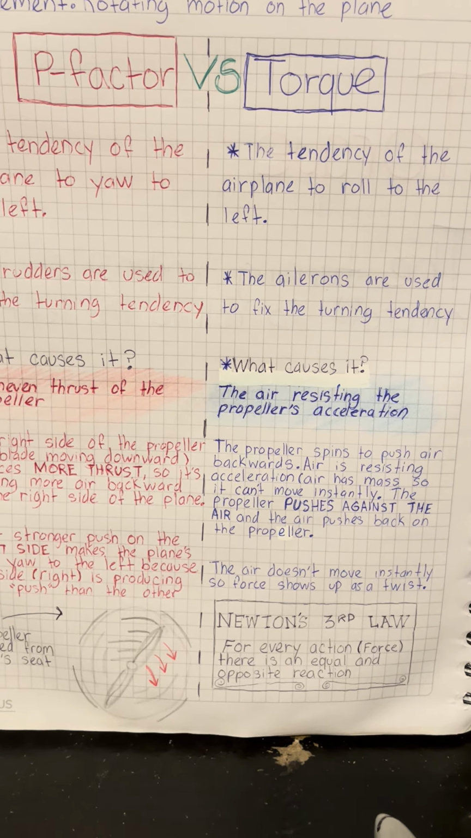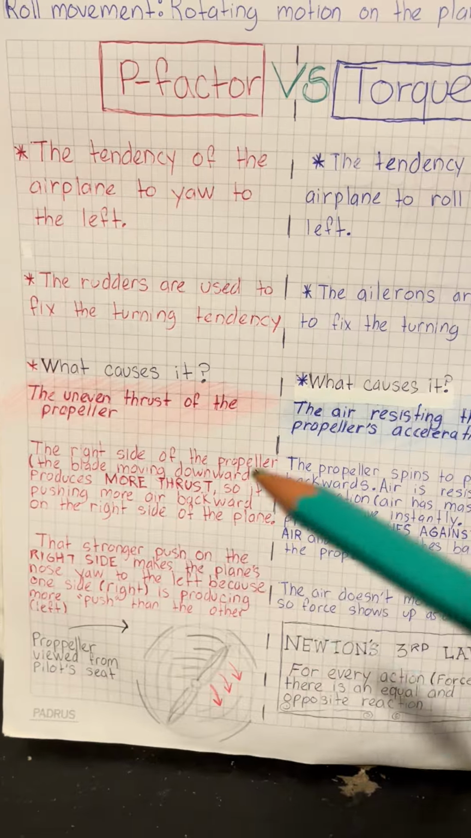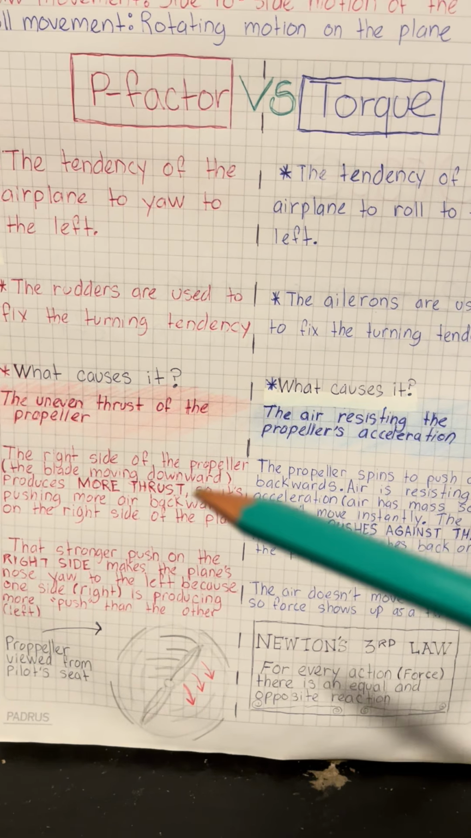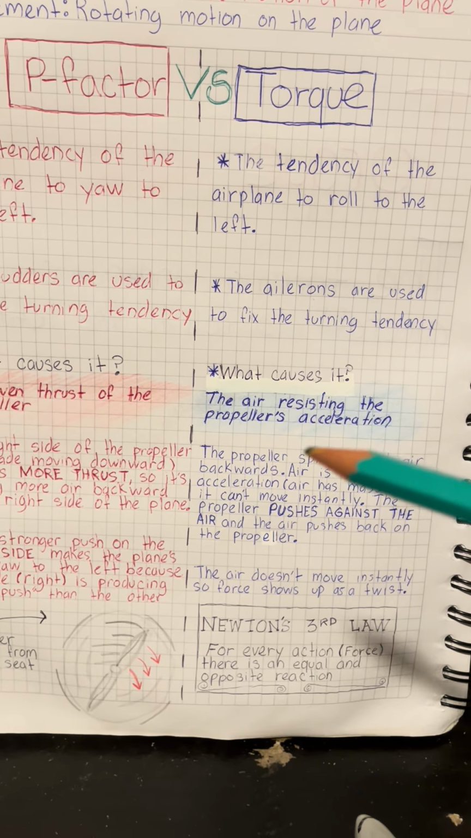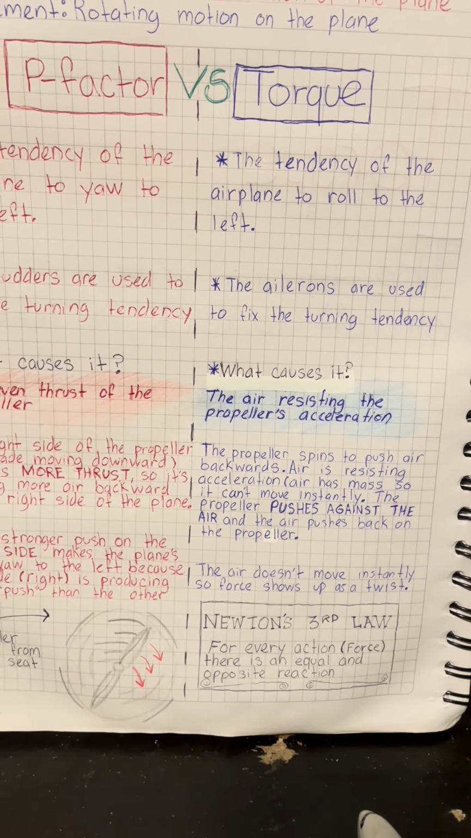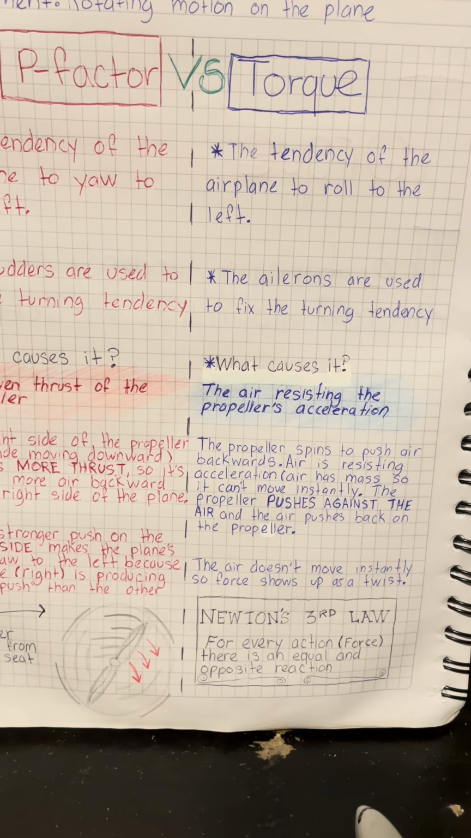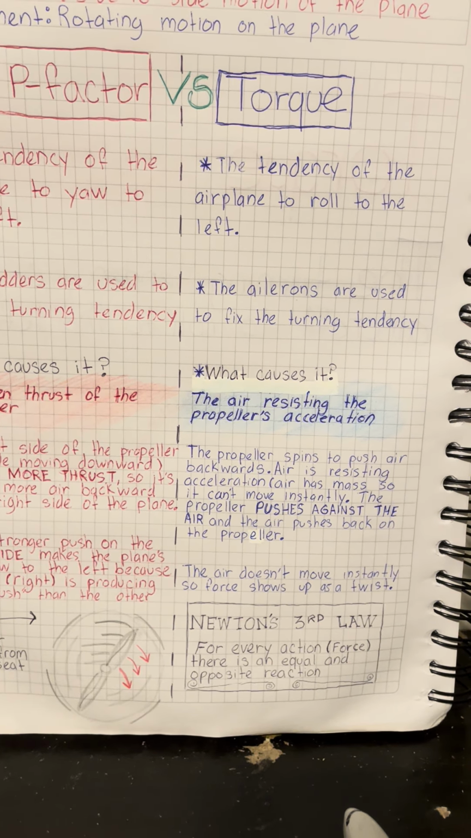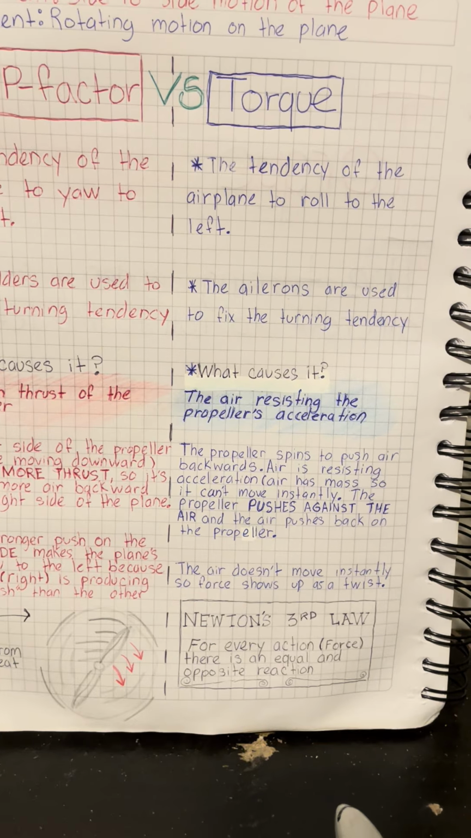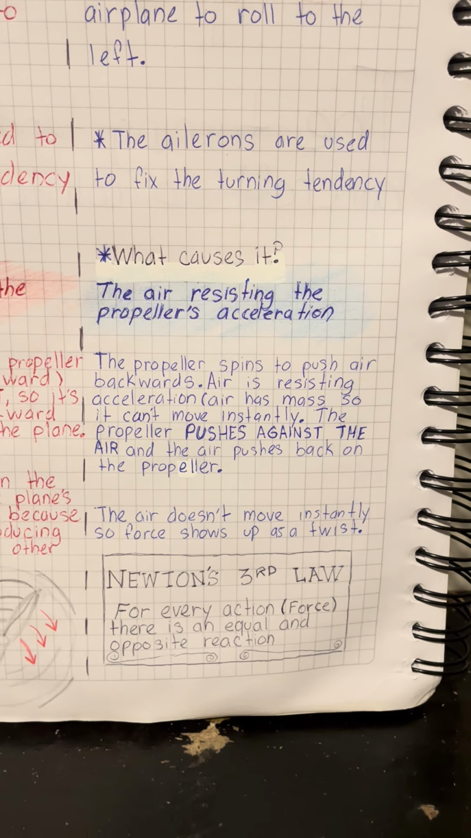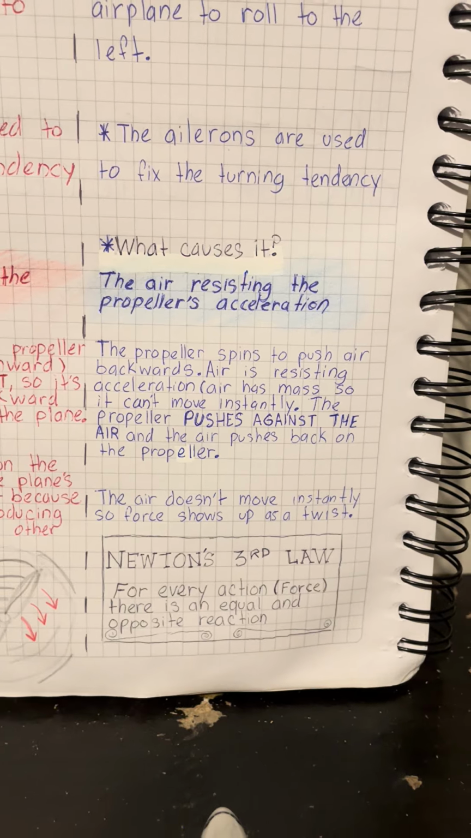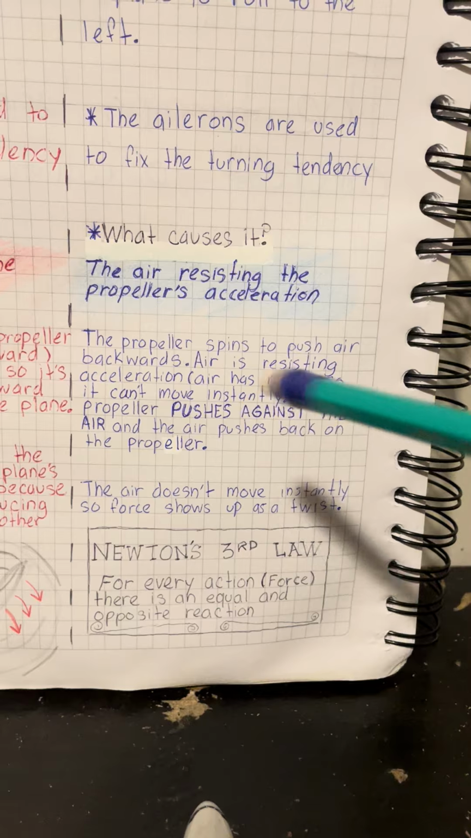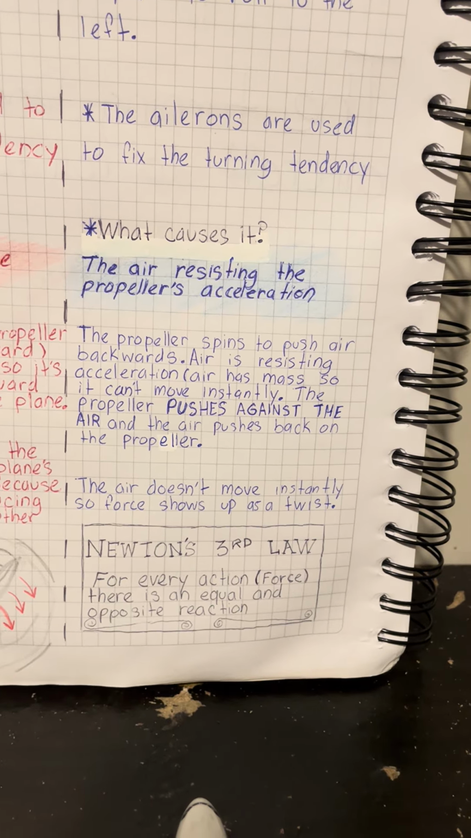Now, I have to be honest in this part. Finding the reason why P factor happens was easier, pretty much to find the answer. But with torque, it was a little bit confusing at the beginning, so because of that, I'm going to give you another non-aviation example to understand this concept better. And before I do that, let's read the explanation of this answer. So we're going to go sentence by sentence to understand this.